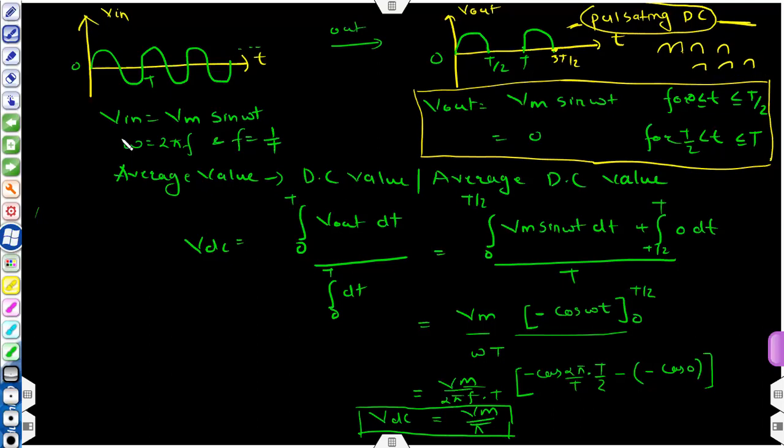Now I assume that my input voltage is given by the formula Vm sine omega t. So this is a sine wave with maximum value Vm, and I can write it as Vm sine omega t, where omega is 2 pi f. f is the frequency, and frequency is 1 upon T, where T is the time period.